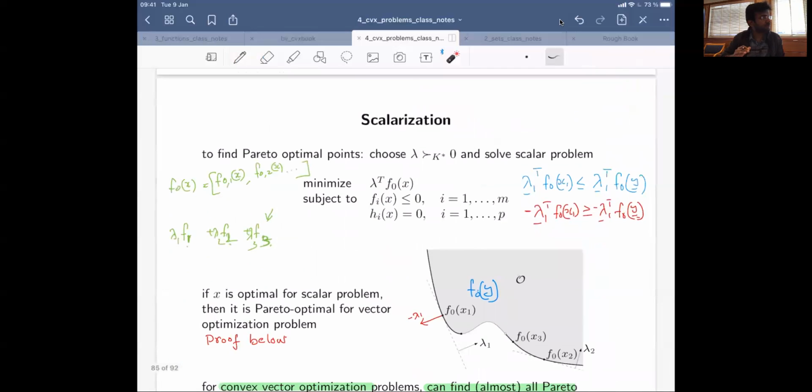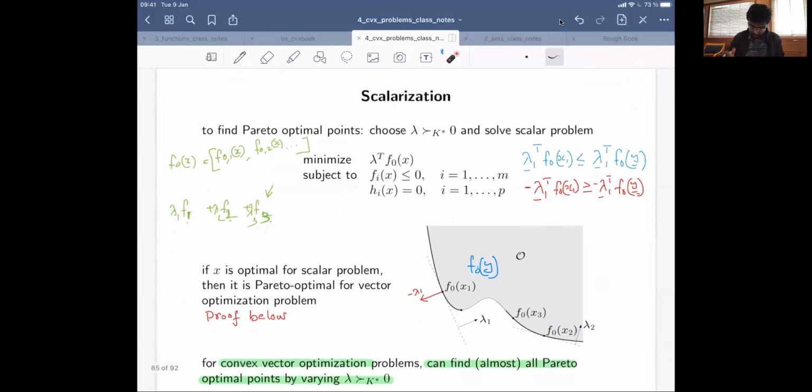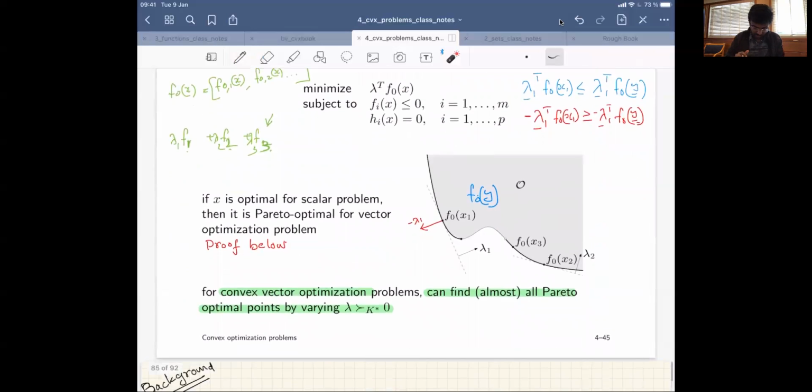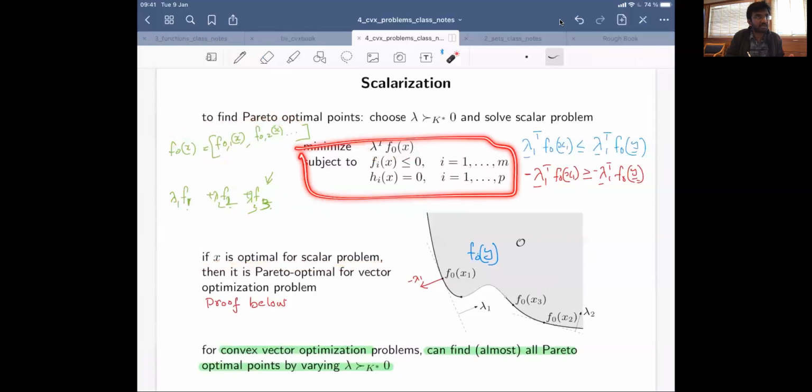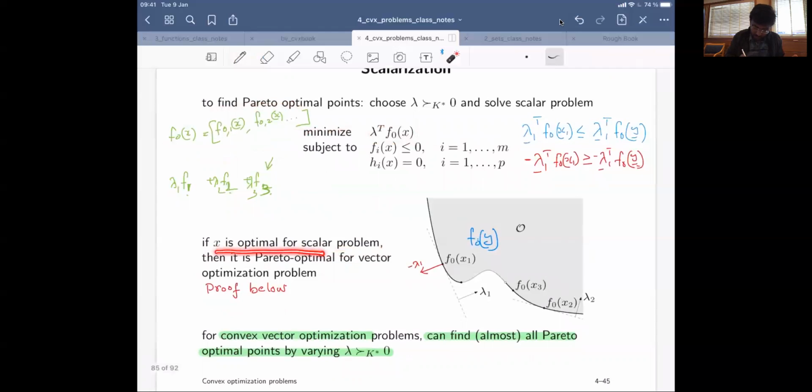This technique is called scalarization, but there is a theory behind it. How do you pick the scalars? That's the point. Before going to the theory, let's state what is happening here. X is optimal for a scalar problem. What we have now is the scalar version of this, which is written here as lambda transpose into F0(x). This is a new problem, a scalar version of the original problem. It's not the same problem, of course, and X is optimal for this scalar form.